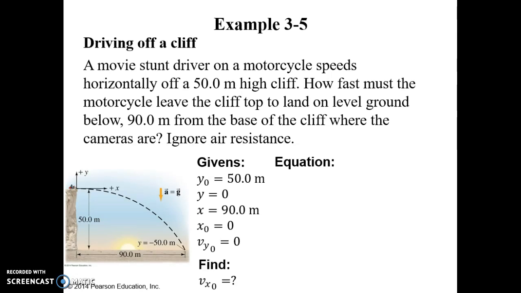First step, write out our givens and what we're finding. So we know the initial height is 50 meters. The final height is 0 because it hits the ground. The final position in the x direction is 90, so we'll assume the initial position in the x direction is 0. And the initial velocity in the y direction is 0 because it's moving horizontally off the cliff. And we're trying to find the initial velocity in the x direction.